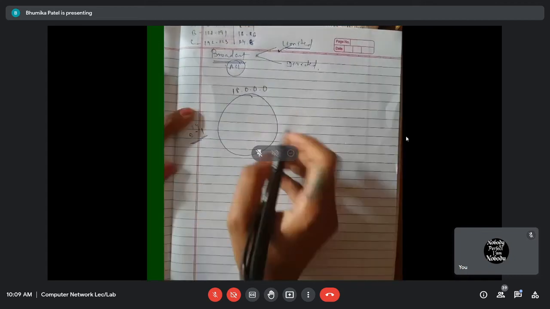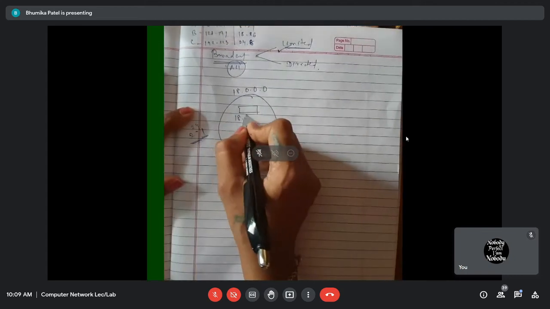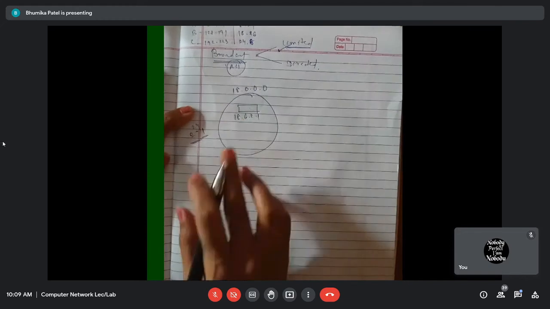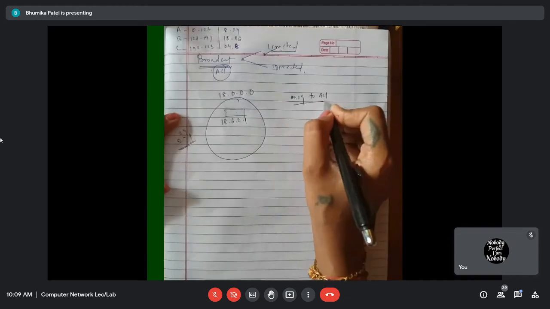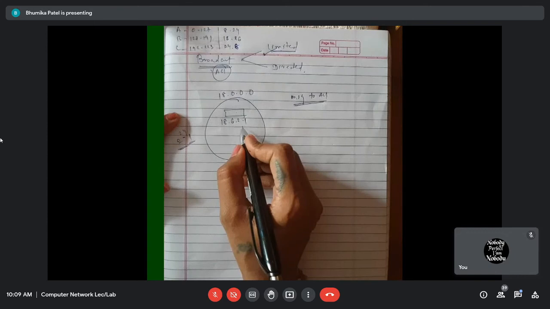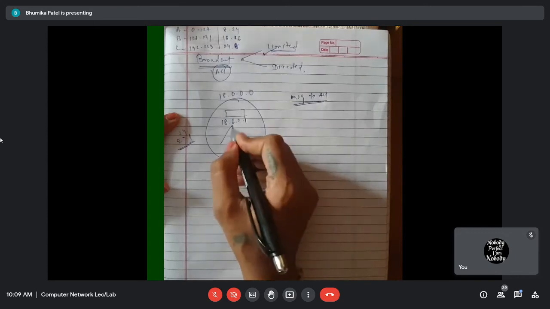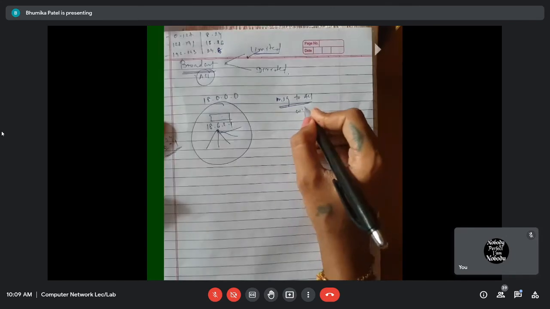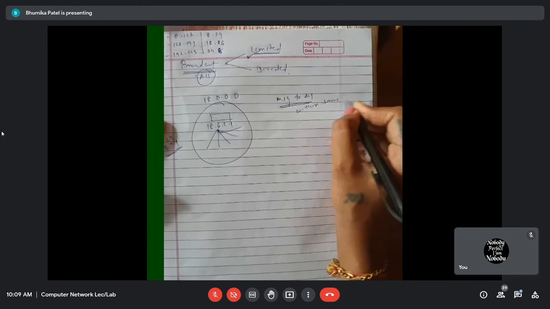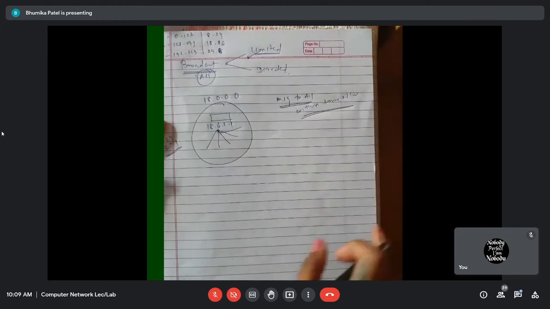Okay, suppose one of the devices is this, whose IP address is 18.6.2.1, and I want to send this message from this device to all the devices in the same network. Within the same network I am talking about, not the other network.